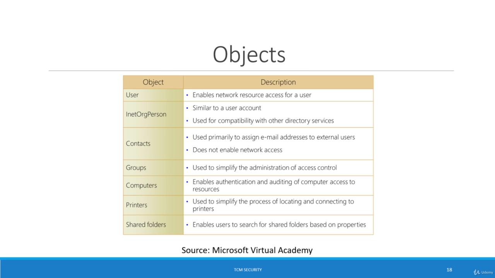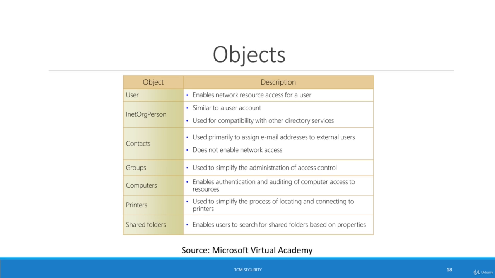So objects are what's going to be inside of our OUs, our organizational units. We're going to have these different objects. So a user can be an object, a group can be an object, a computer, printer, shared folders. You see all these things in this list? They can be objects. So let's break this all down one more time.